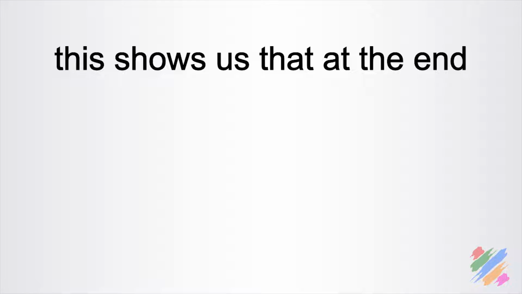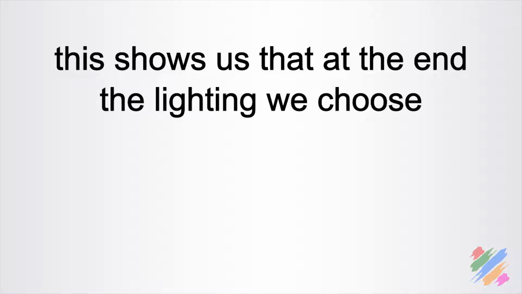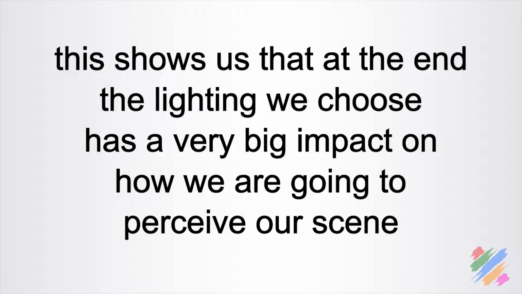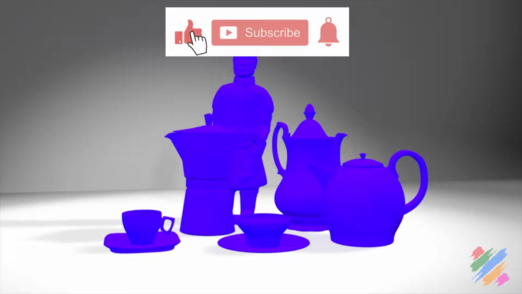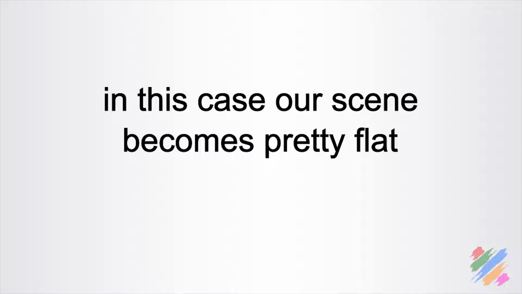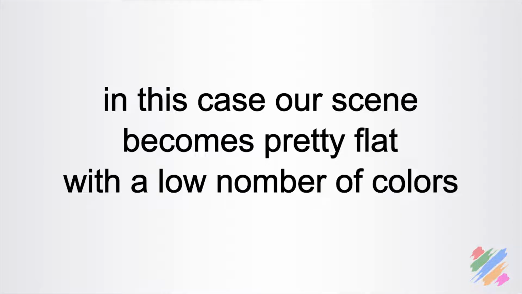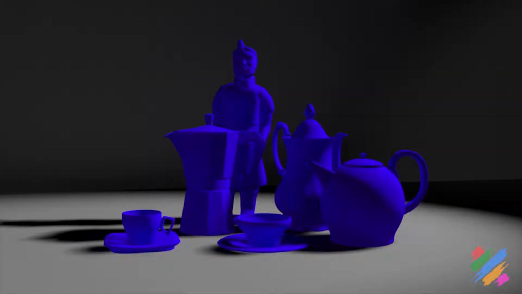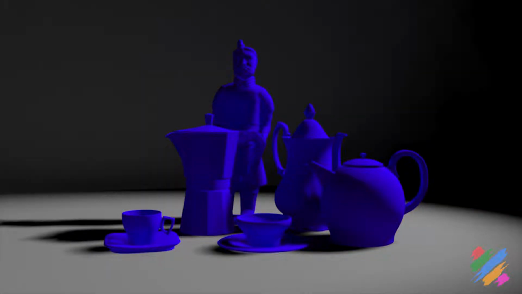This shows us that at the end the lighting we choose has a very big impact on how we're going to perceive our scene. If we want to see every detail, we may want to choose a very strong and diffuse light coming from different angles. But in this case, our scene becomes pretty flat with a low number of colors. If we want more deepness, we may want to use a medium intensity single light. In this way, also the number of colors will increase.